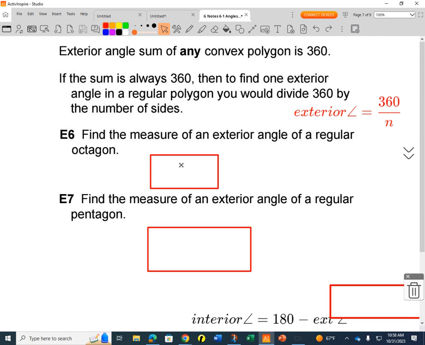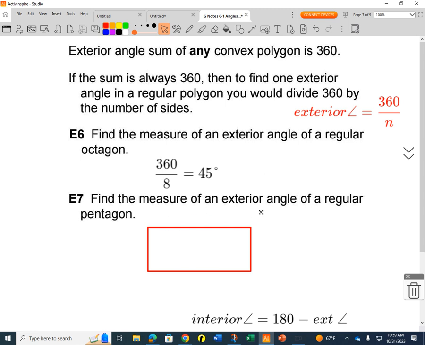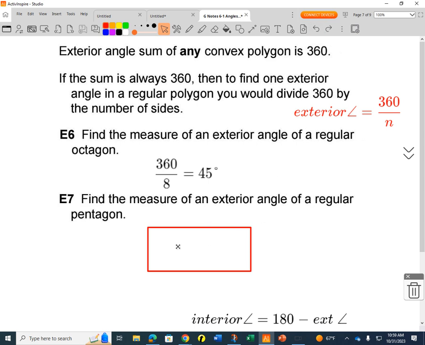So if we want to find the measure of an exterior angle of a regular octagon, how many sides does an octagon have? It's a stop sign, right? An octagon has 8 sides. So the exterior angle of a regular octagon, that means an equiangular, equilateral octagon, same side length, same angle measures, is always 45 degrees. How many sides does a pentagon have? 5. And so, if we want to find the exterior angle of a regular pentagon, we take 360 and divide it by the number of sides.